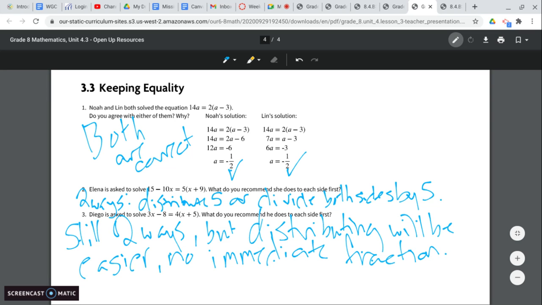So what you do to one side, you have to do to the other, except for distributing. That's the only thing that can happen on just one side, or combining like terms. That can happen on just one side without it having to go to the other side.